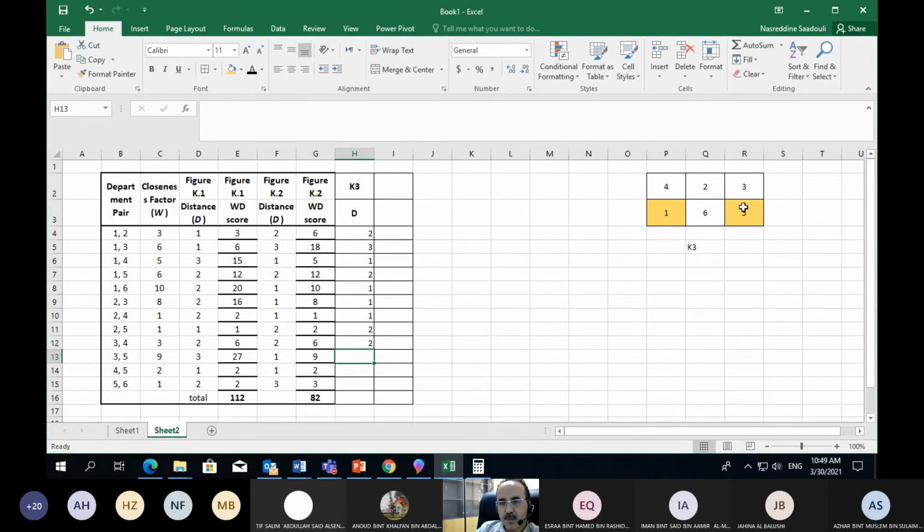3 to 5, they're next to each other. So it's 1. 4 to 5, this is 4, this is 5. How many movements? 1, 2, 3. Therefore distance of 3. Finally, 5 to 6.